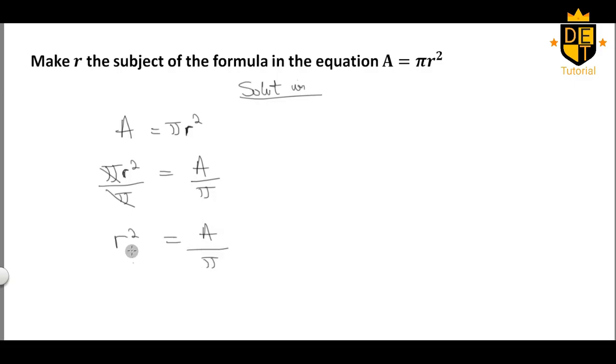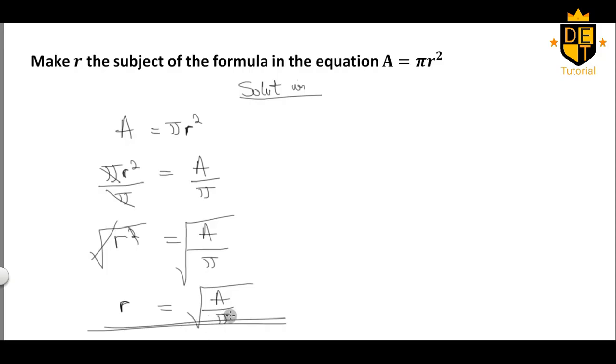Since I have this, what I'm asked to look for is to make r the subject of the formula, not r squared. So I'll have to remove this square. To remove this square, what I would do is to find the square root of both sides. So this will be the square root of r squared, and the square root of A over pi, so that this square will cancel out the square root. That will make r stand alone. So r will be equal to the square root of A over pi. This is the answer to this question.